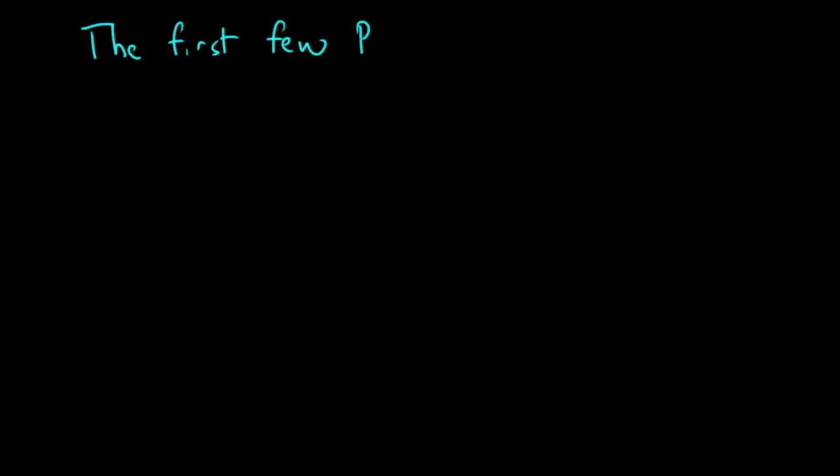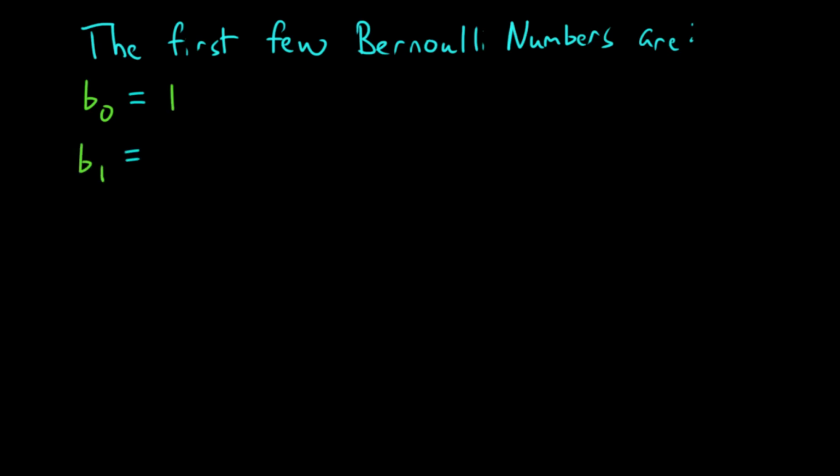So I'll just list the first few Bernoulli numbers so that we have a feel for what we're working with in this lecture. I'll follow convention by writing the first Bernoulli number as b sub 0. So b sub 0 equals 1. The next Bernoulli number, b sub 1, equals negative 1/2. b sub 2 equals 1/6. b sub 3 equals 0. b sub 4 equals negative 1/30.